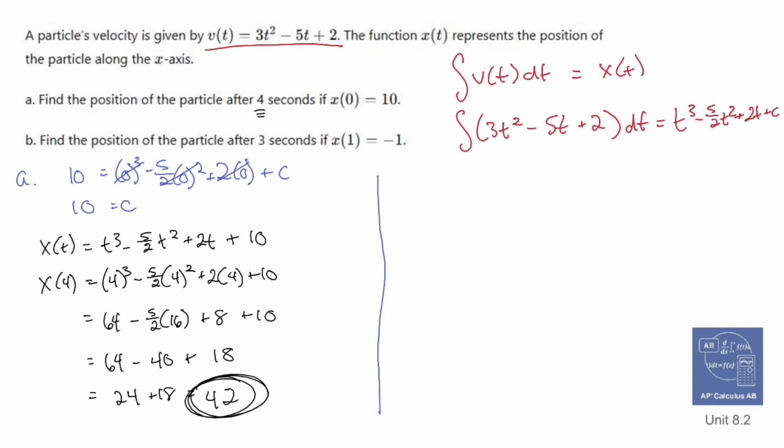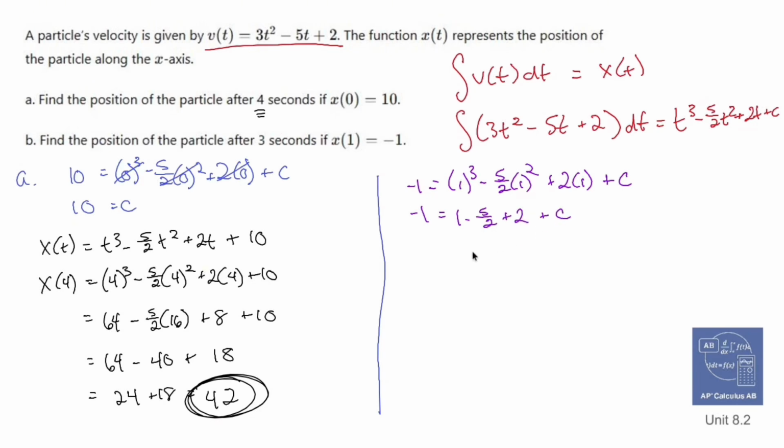Cool. Now we got to do this again, and this next one's going to be a little bit more complicated because we're plugging in 1 to get negative 1. So negative 1 is going to equal that guy with 1 plugged in for t, 1 cubed minus 5 halves times 1 squared plus 2 times 1 plus c. So negative 1 is going to equal 1 minus 5 halves plus 2 plus c.